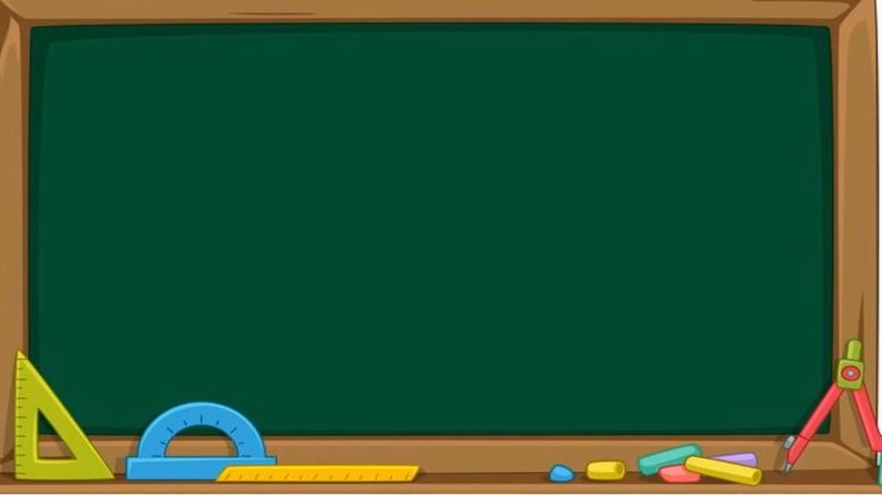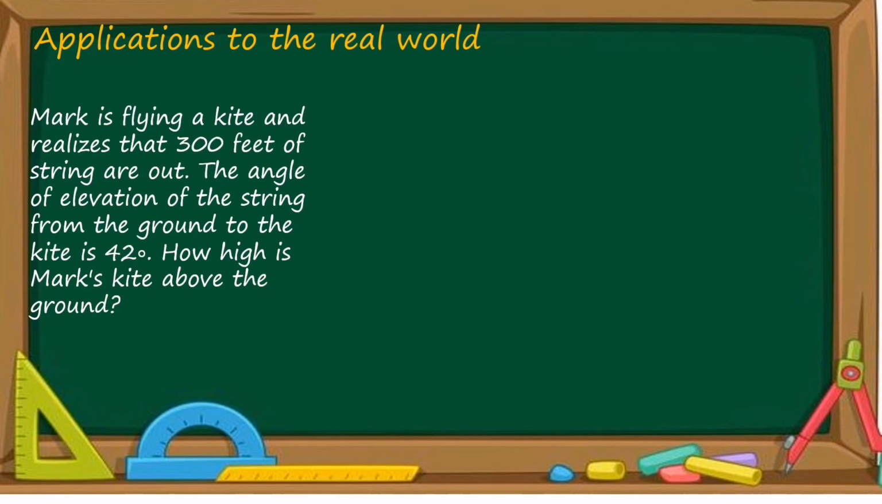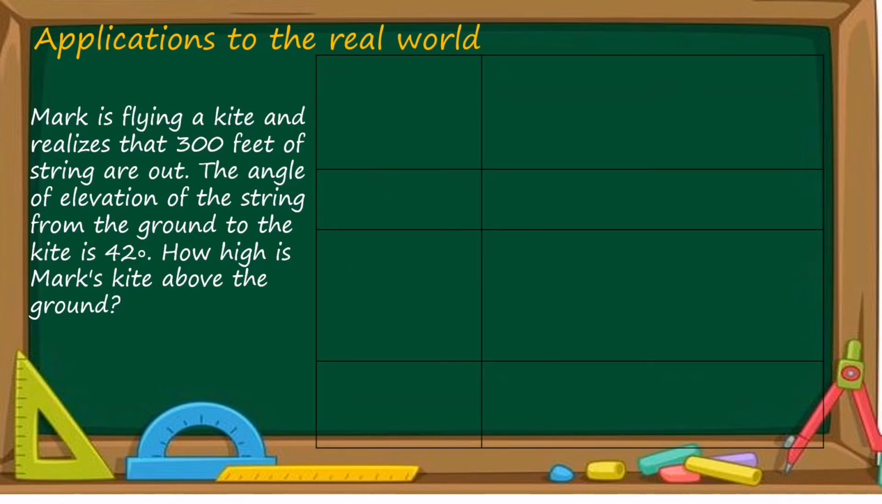Now let us use the concept in the real world. Mark is flying a kite and realizes that 300 feet of string are out. The angle of elevation of the string from the ground to the kite is 42 degrees. How high is Mark's kite above the ground? To answer this, let us use the following steps. First, let us draw the diagram.